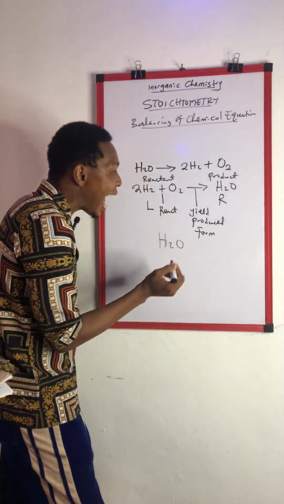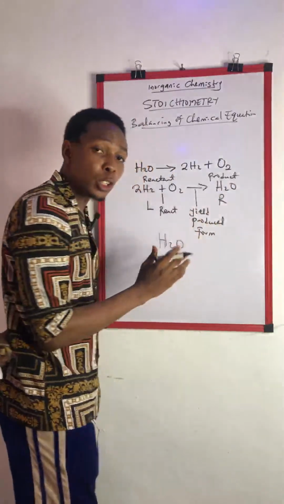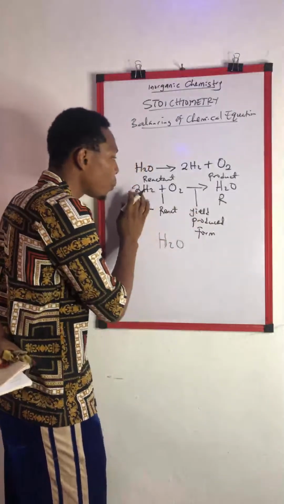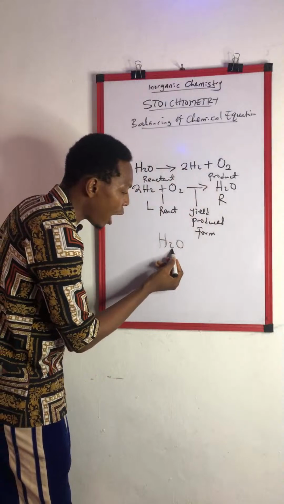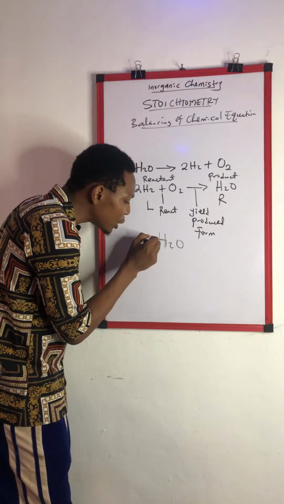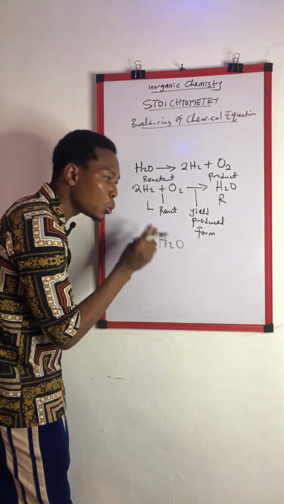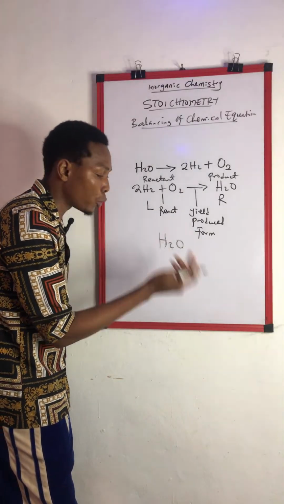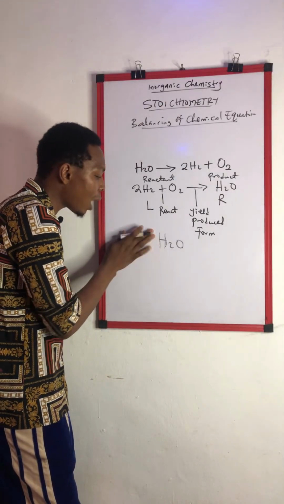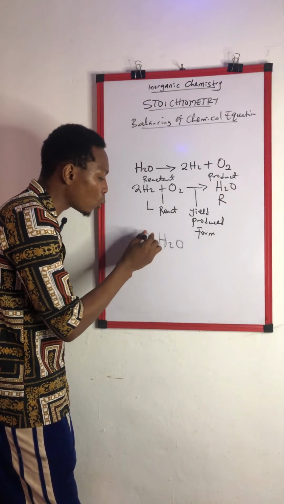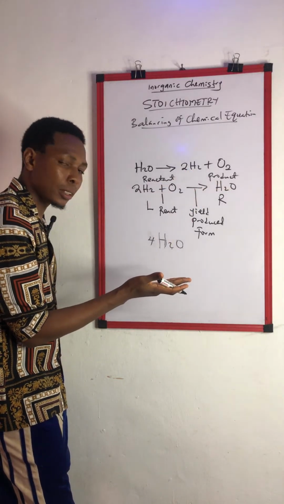Whenever you are adding a value to balance this chemical equation, that is a number, you don't add to the front. You add to the back of the molecule. I can decide to add 2 here, I can decide to add 3 here, I can decide to add 4, depending on what I have in the other part of it.